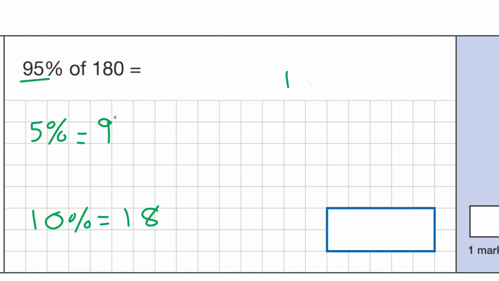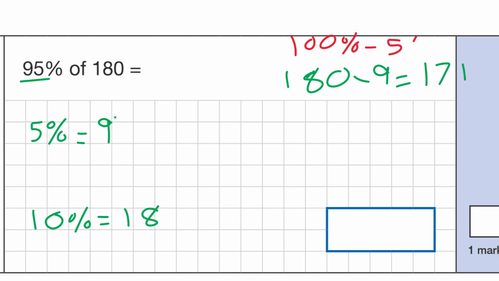So 180 take away 9, and I can do that in my head. You can use a column subtraction if you need to, is 171. 180, let me just label it above. 180 is 100% of the number. 9 is 5% of the number. Okay, so if I take 100% and I take away 5%, I'm going to be left with 95% of the number. And the answer is 171. So I've just taken the 5%, found that, and subtracted that from my number.